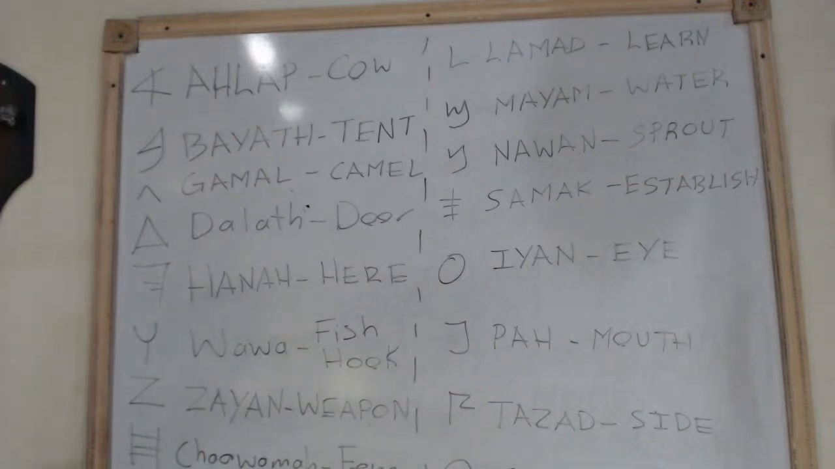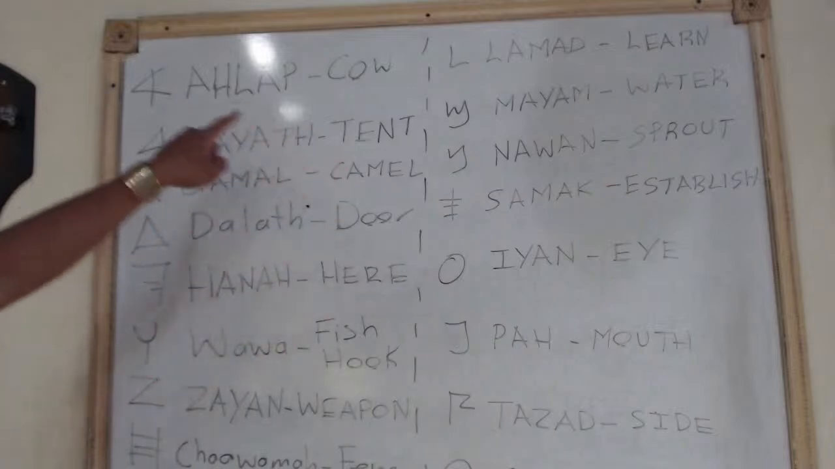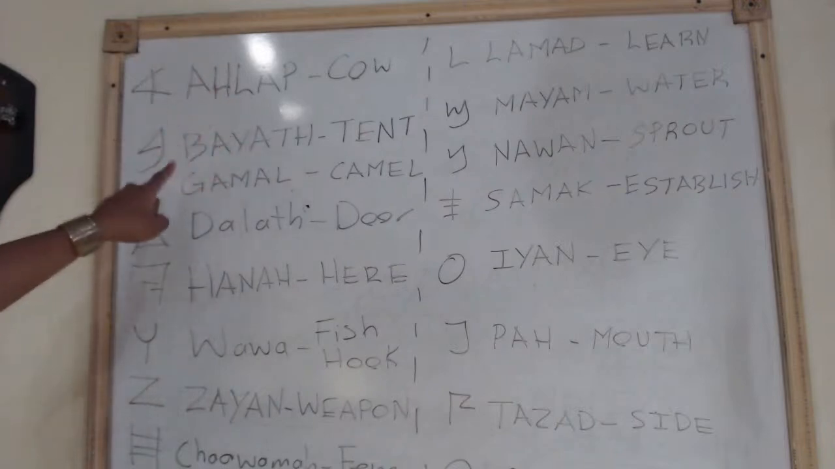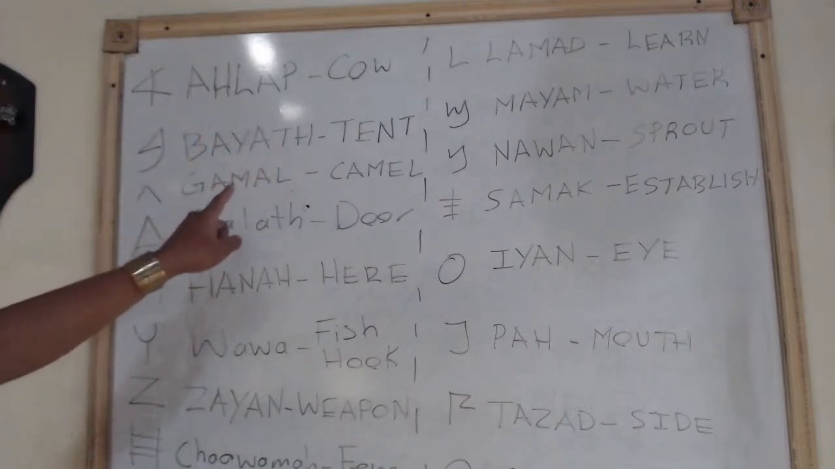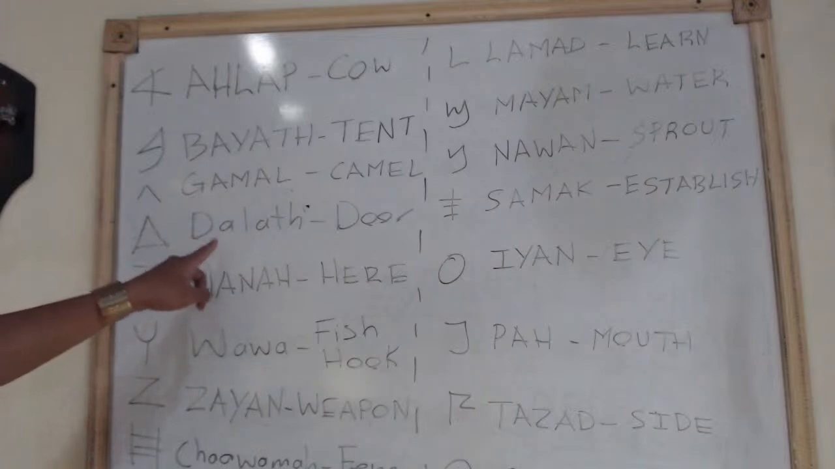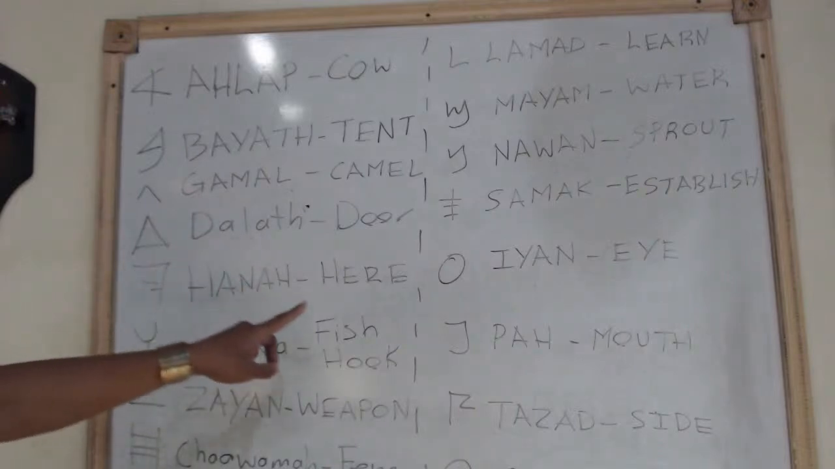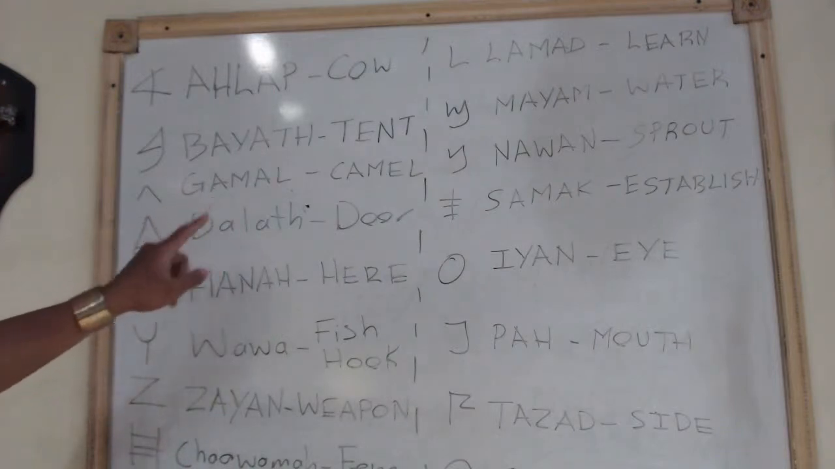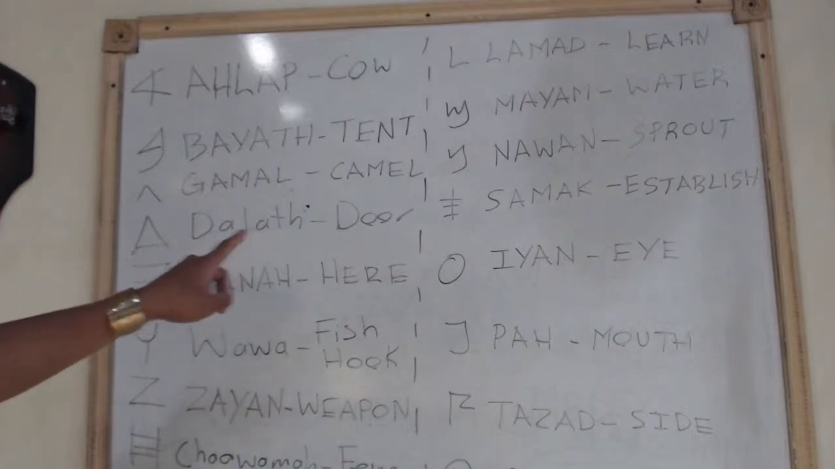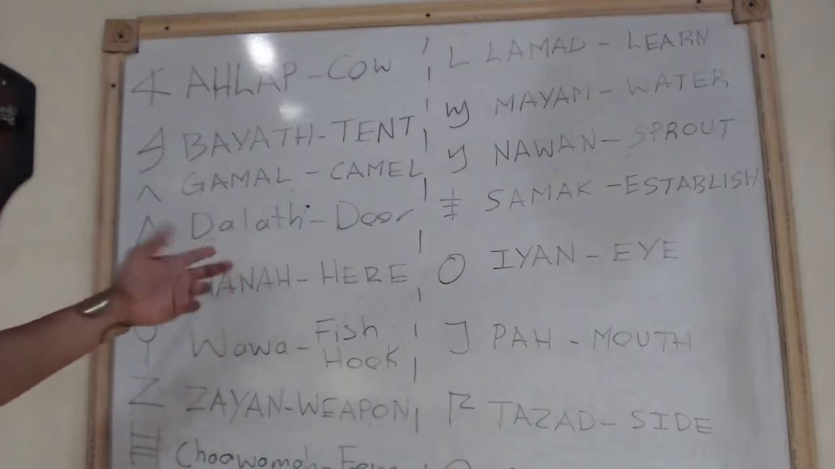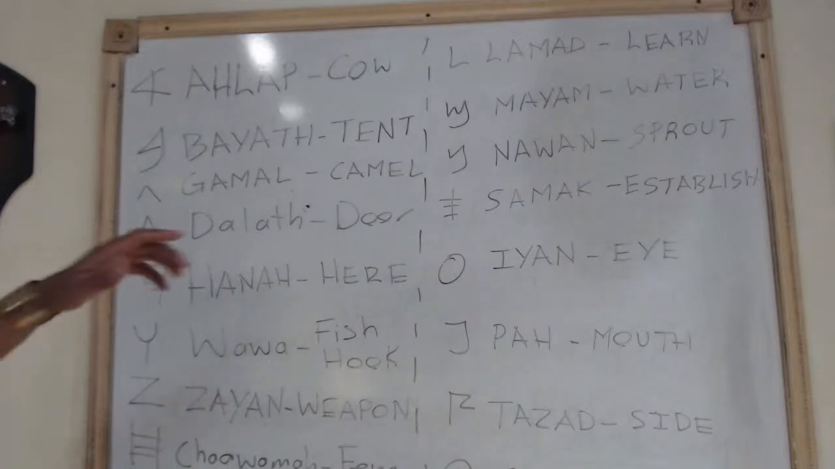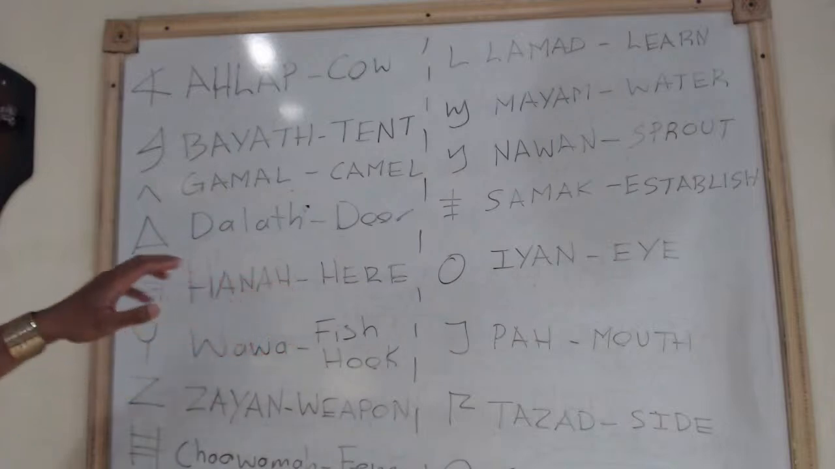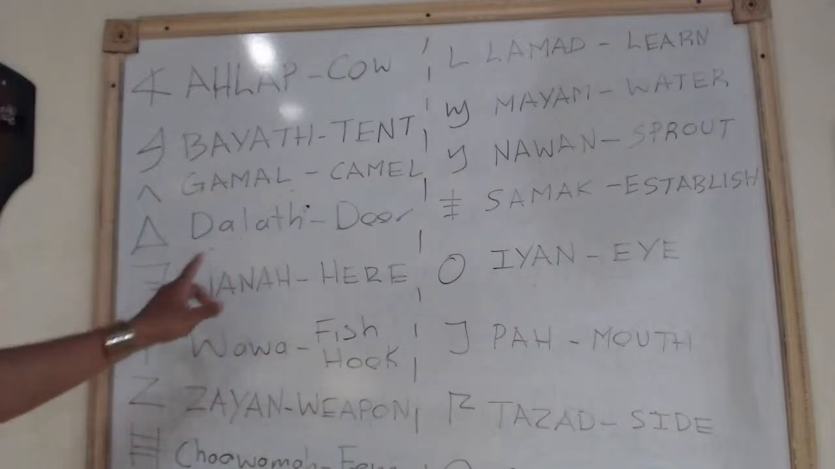Okay. So now, just like the ah, we have alap, because ah comes from alap, ba comes from bayath, ga comes from gamal, da comes from dalaf, ha comes from hanan. And this is the crazy one too, where brothers like to complain about the shield of David. The shield of David is just 2 das together. It's not Molech or Chion, or what do people say? Molech, Chion. Some people say Illuminati. It's a door. That's what it is.